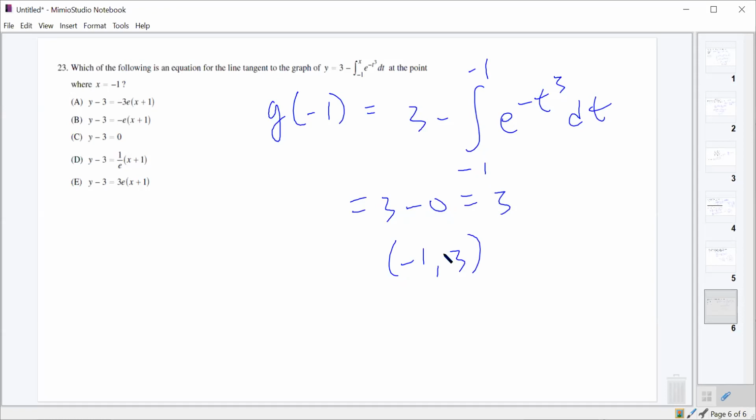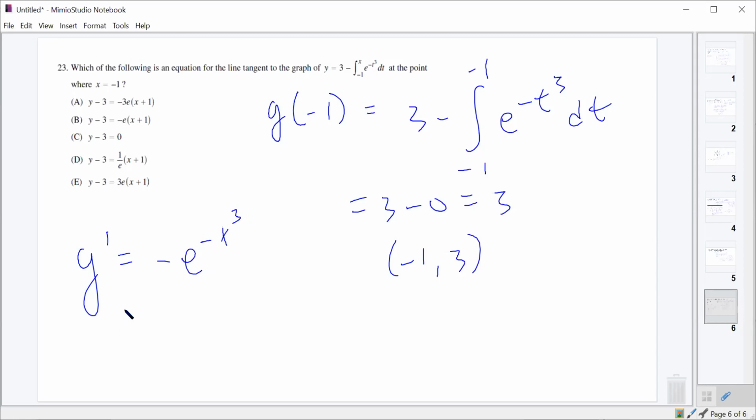Hopefully. And then we need to find the derivative, so y prime. Well, the derivative of 3, that's just the derivative of a constant, that's 0. So it should be negative, the coefficient out in front of this. And then this is just the integral from a constant to x of a function, and the derivative of the integral from a constant to x of a function is just that function in terms of x. So y prime is negative e to the negative x cubed.